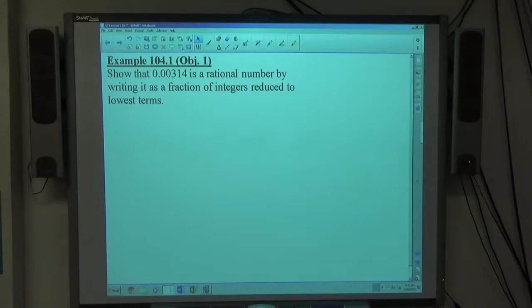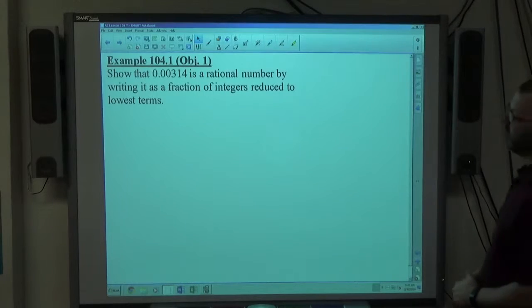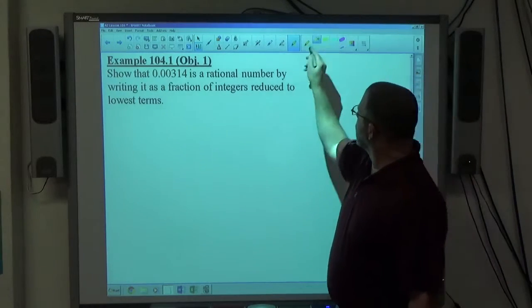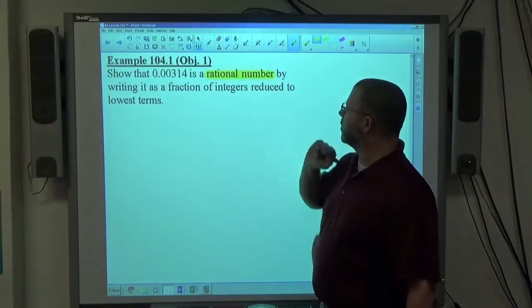Example 1. Show that 0.00314 is a rational number by writing it as a fraction of integers reduced to lowest terms. Now, just real quick to recall the word rational number.